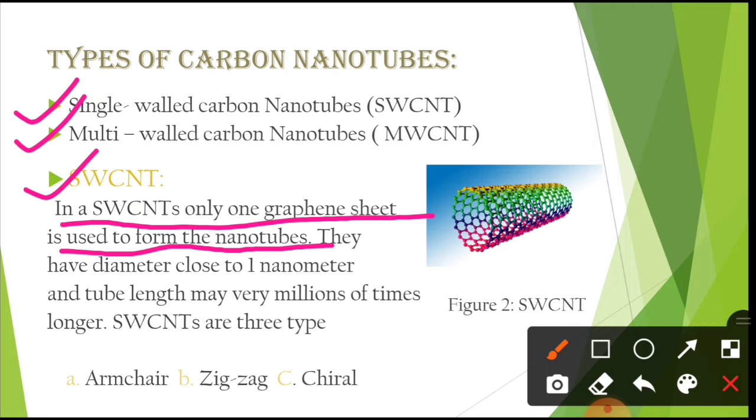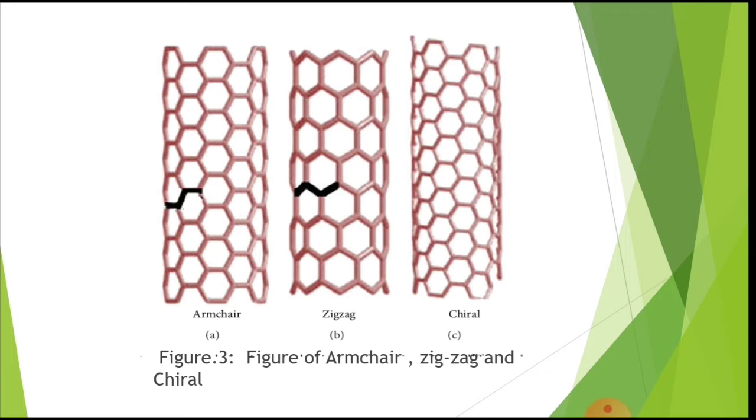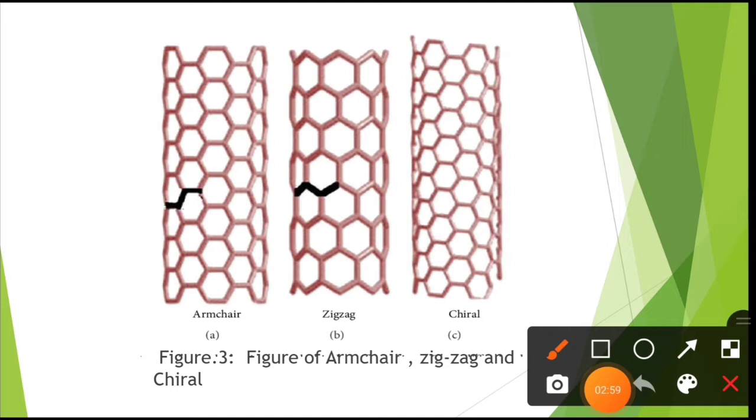Carbon nanotubes have three basic structures. One is armchair, another one is zigzag, and the third one is chiral. Let's see what is armchair, zigzag, and chiral. Firstly, armchair. The armchair structure of carbon nanotubes can be made by rolling the graphene sheet in such a way that carbon-carbon bonds are parallel to the tube axis.